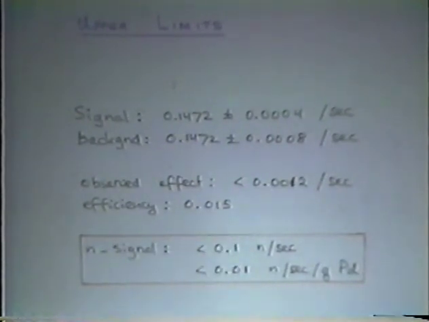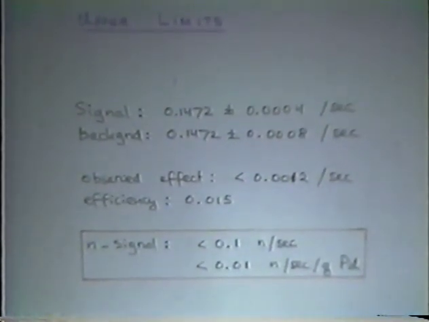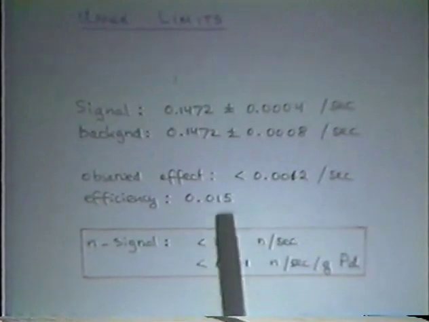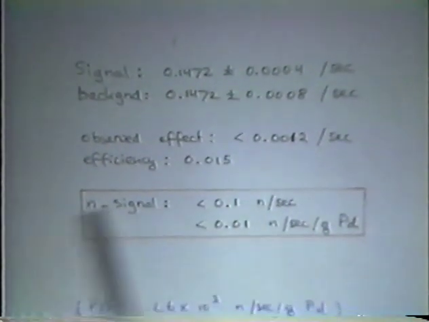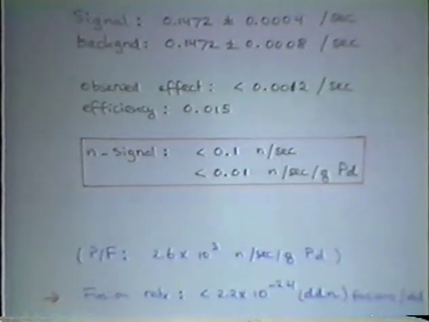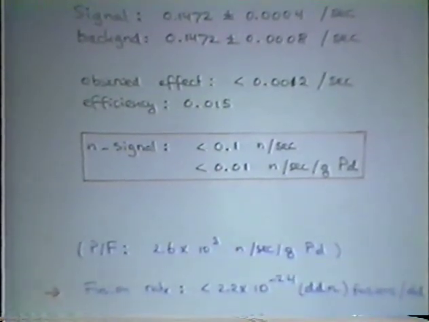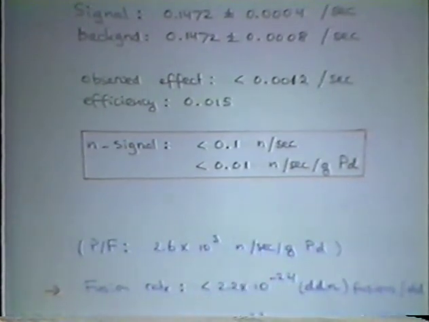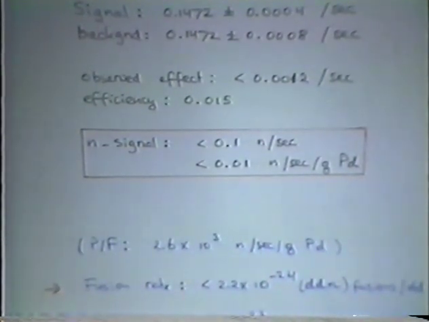The efficiency, which was determined from the calibration with the americium-beryllium source in situ, that is, in the water with lithium hydroxide around and so forth, was about 1.5%. We deduce a neutron signal of less than 1/10 of a neutron per second for this 4 mm rod, which corresponds roughly to less than 0.01 neutrons per second per gram of palladium.